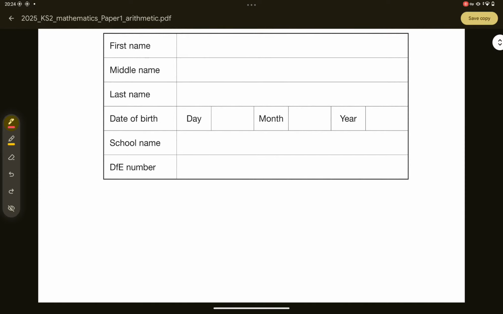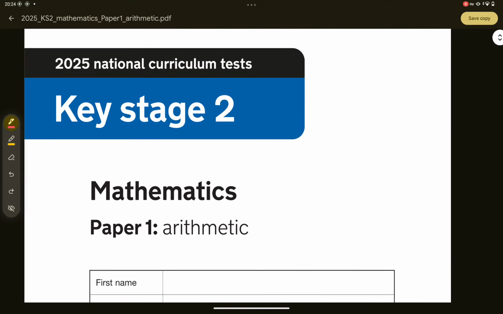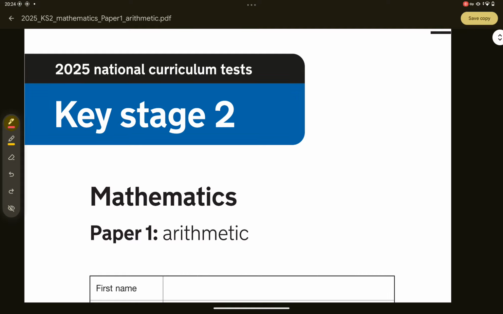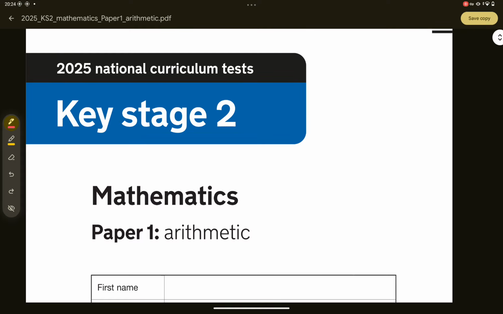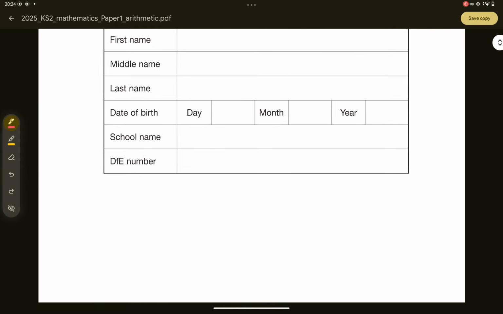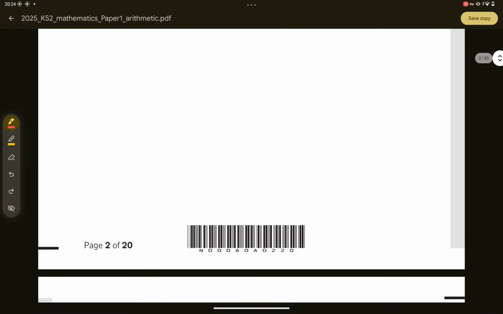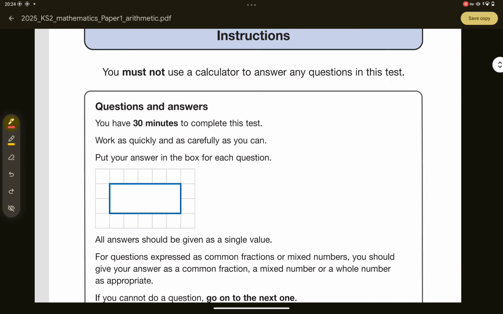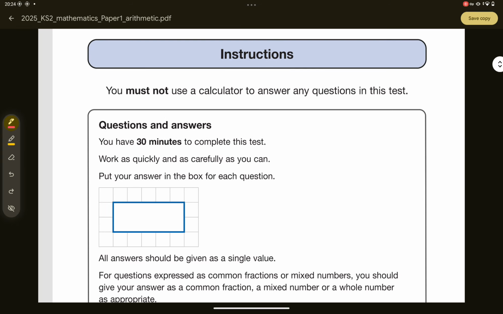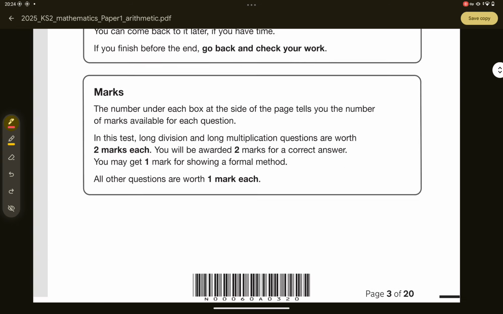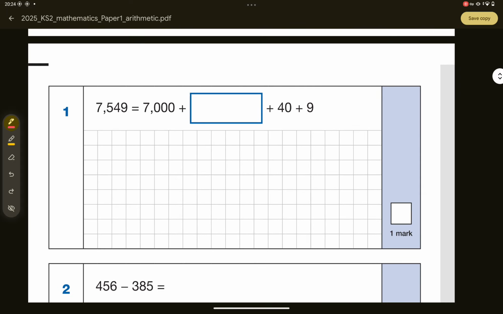Hello everybody, and today I'm going to be showing you how to get full marks on the 2025 paper 1 arithmetic SATs paper. So let's go into it. The teacher would normally read this out to you, but are we in the real test? No, so let's do it.